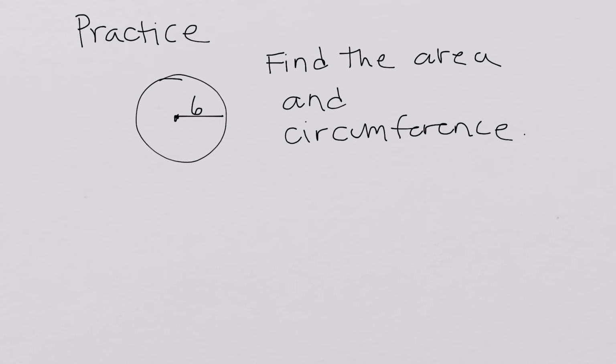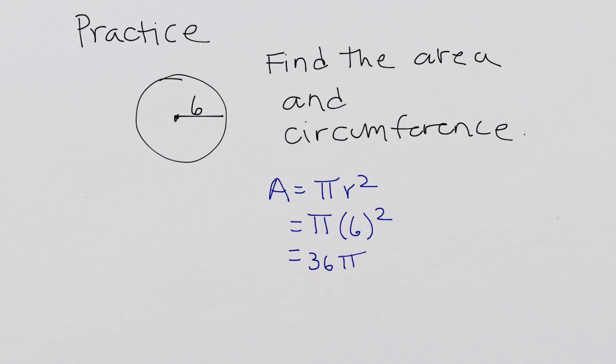Okay, so in order to approach this problem, we can use our equation. We know that the area of a circle is pi r squared. We know that r, in this case, is 6. So we go pi times 6 squared, which is 36 pi. You could leave it like this and it would be perfectly okay. You could just leave it as 36 pi.